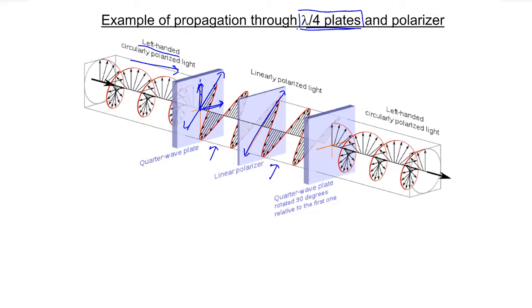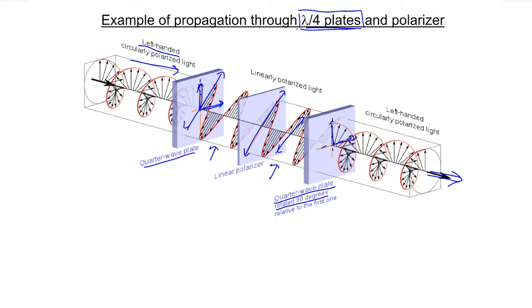And then finally, you go through a second quarter wave plate, but now one rotated at 90 degrees. This quarter wave plate has its axis at 45 degrees with respect to the linear incident polarization. So again, you have to decompose into equal components along the fast and the slow axis. One acquires a phase difference of 90 degrees and you get circular polarized light out.